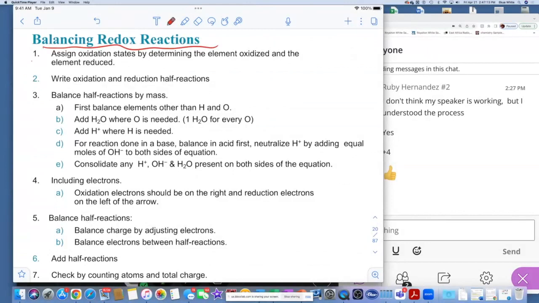So we want to go in order, right? And these steps do matter when you're working on this. You want to make sure you go in the order. First thing you want to do is assign oxidation states by determining the element being oxidized and the element being reduced. Write the oxidation and reduction half reactions. Okay? So we're going in this order.